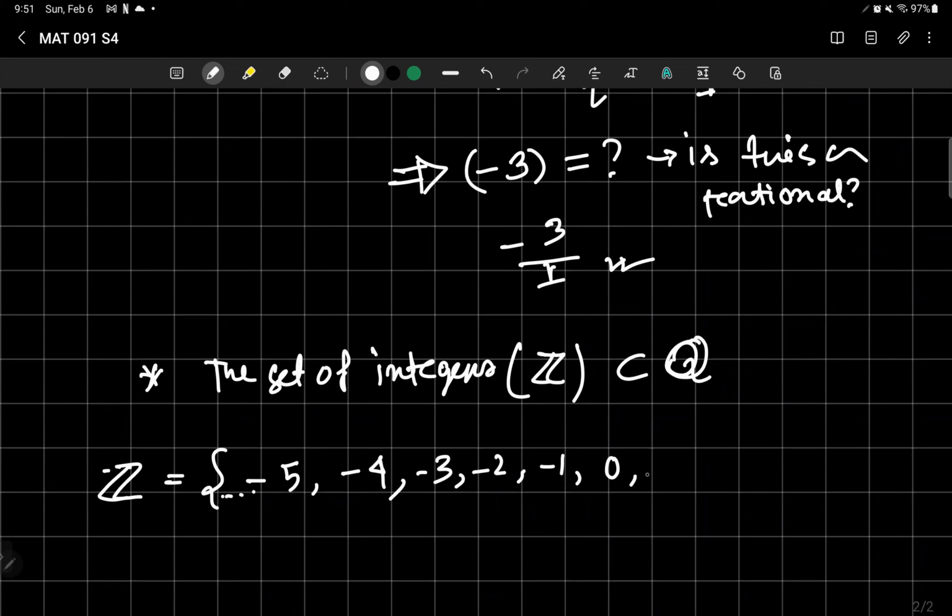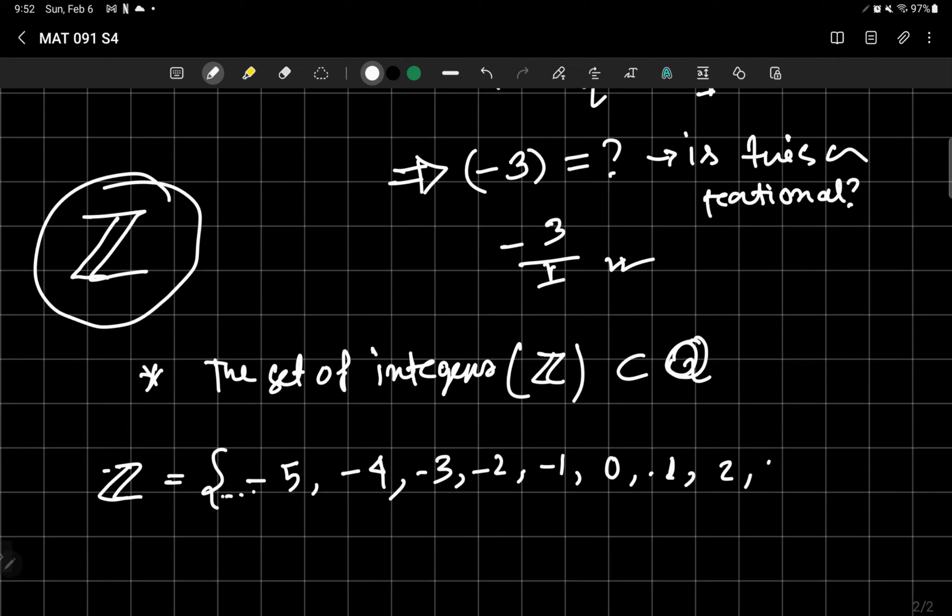Sorry, is that Z the set of integers? Z, but you put a line like this one. Z is the set of integers, yeah. 1, 2, 3, and so on. It goes on and on and on. So this is your set of integers.